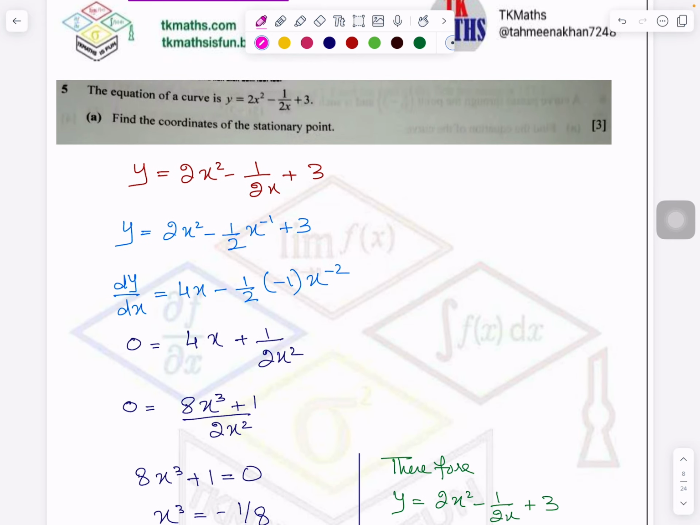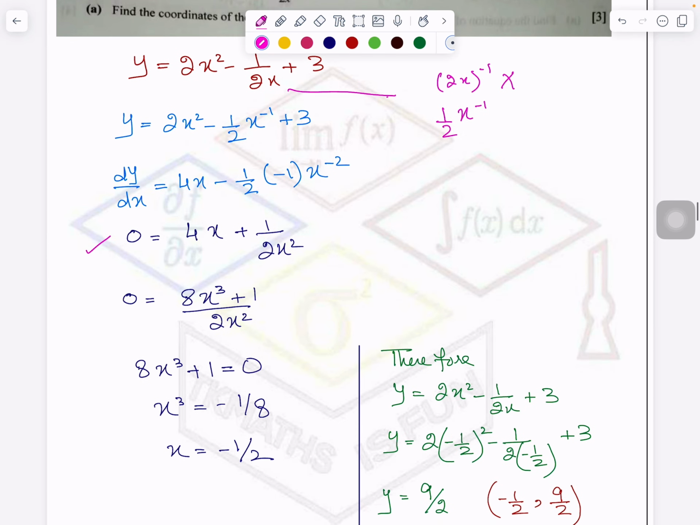Question number 5, find the coordinates of the stationary point. This is a straightforward question, differentiating it. At the stationary point, it means your rate of change is 0. So you're putting dy over dx equals 0. And then you got your value of x. If I make any calculation mistake, please overlook it. But I think I have done all the calculations correctly. So x is equal to minus 1 over 2.